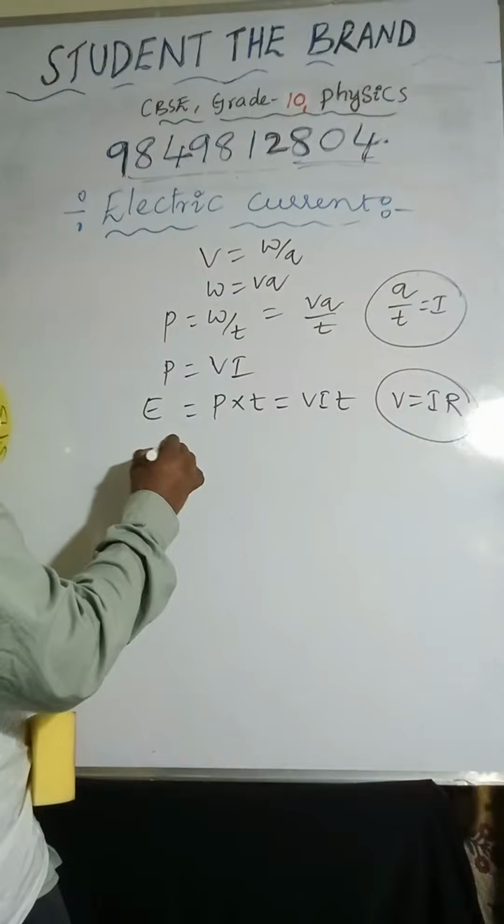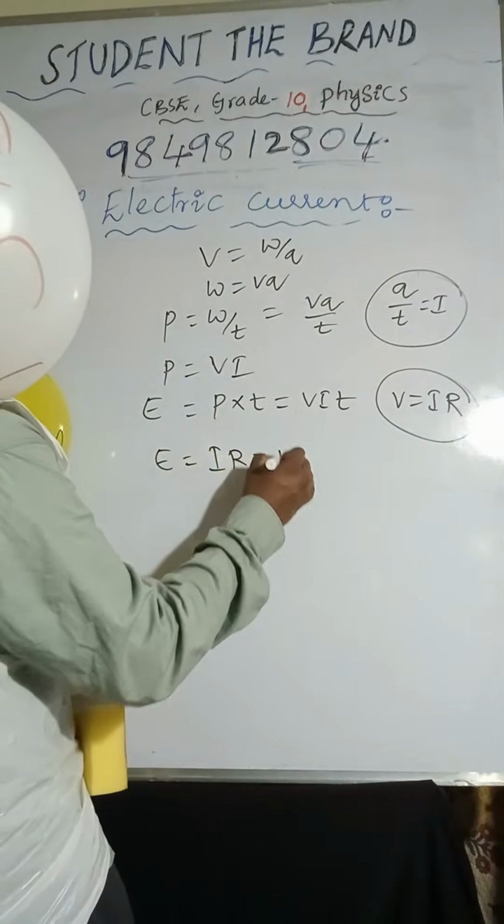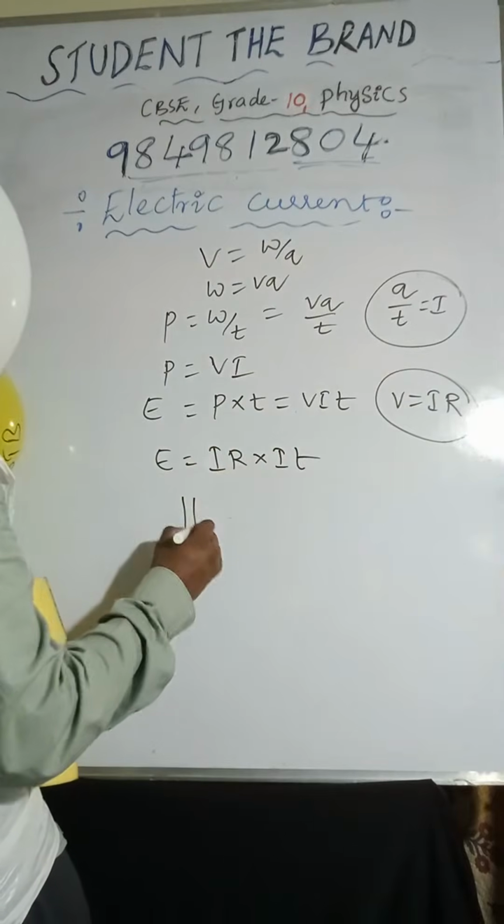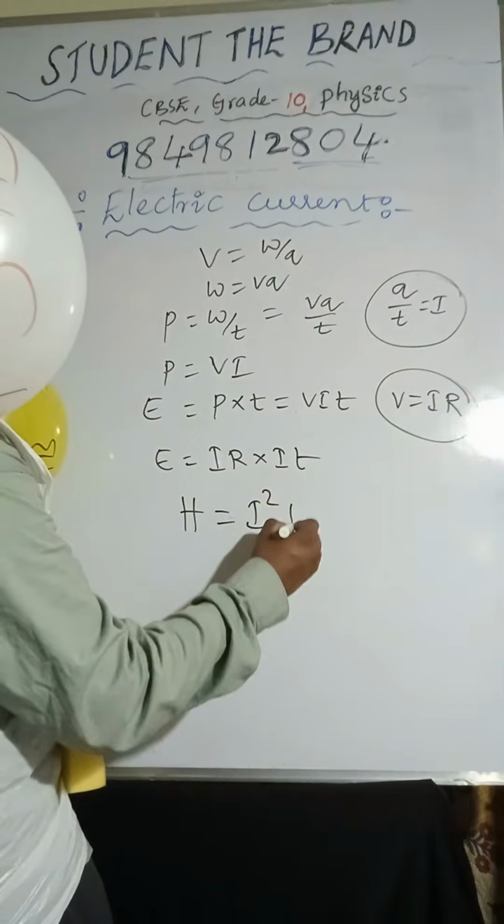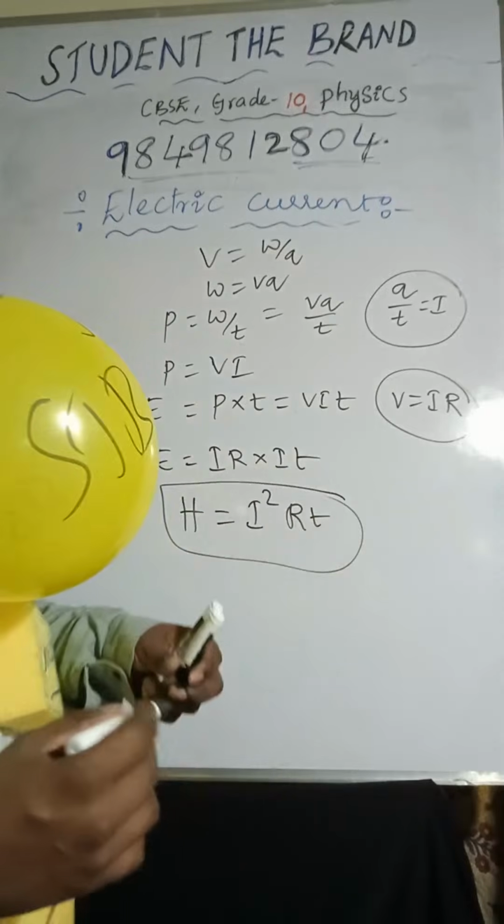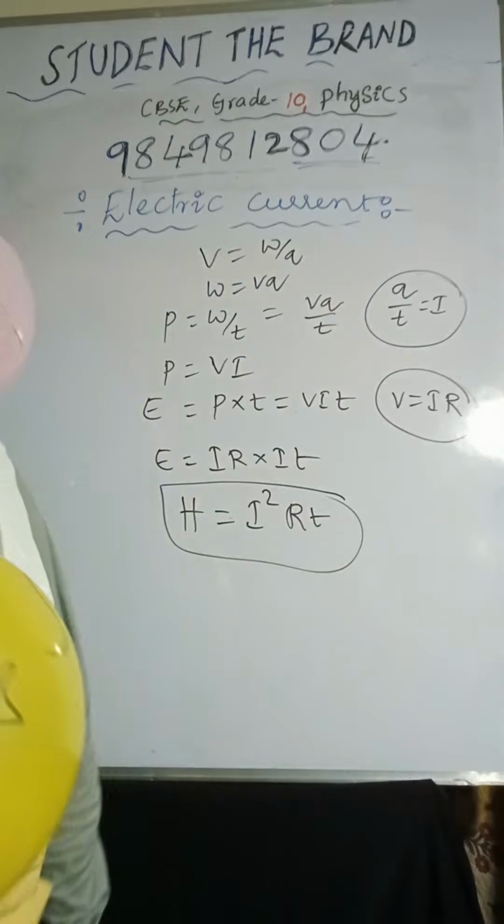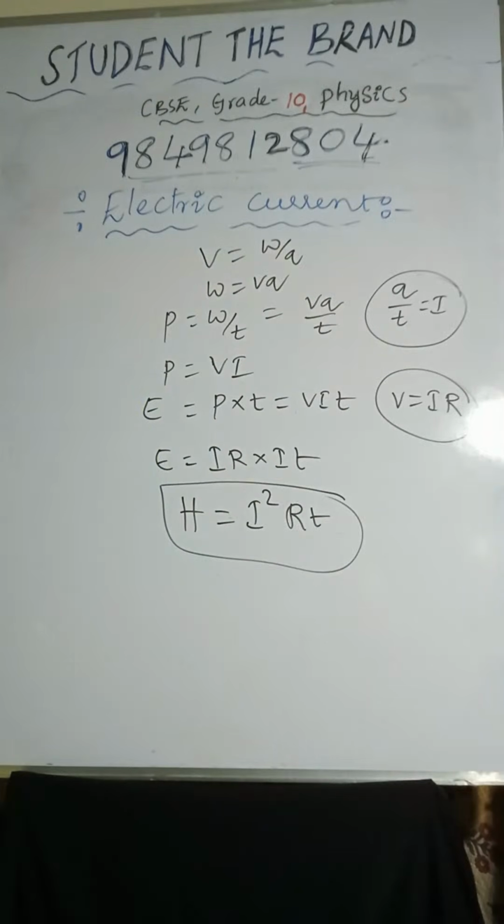We know V equal to IR, so IR into I into T. So whatever the energy is given, that is converted in the form of heat. So the source of energy continuously gets dissipated entirely in the form of heat. This is called heating effect of electric current.